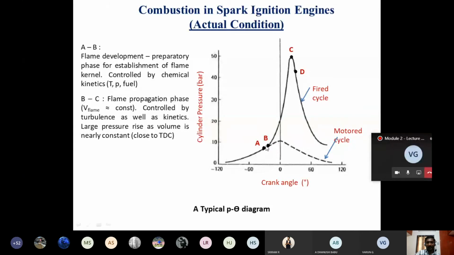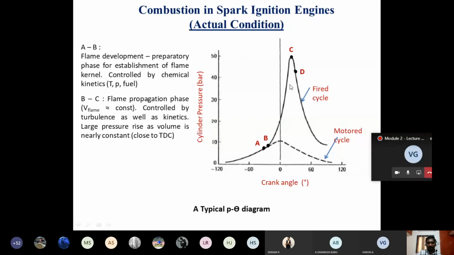So A to B is stage 1. This is the flame development stage or preparatory stage, right, where the flame front or the flame kernel is established. Okay, this is what we call flame kernel or flame front. In this stage, the establishment of the flame front is controlled by the chemical kinetics of the fuel, which depends upon the temperature of the air fuel mixture, pressure of the air fuel mixture, and the type of the fuel that we are going to use, right?